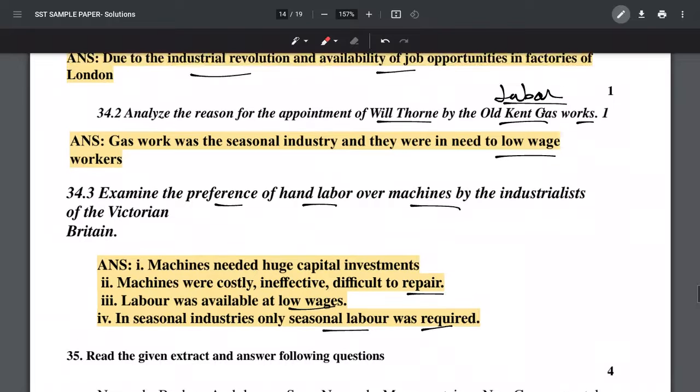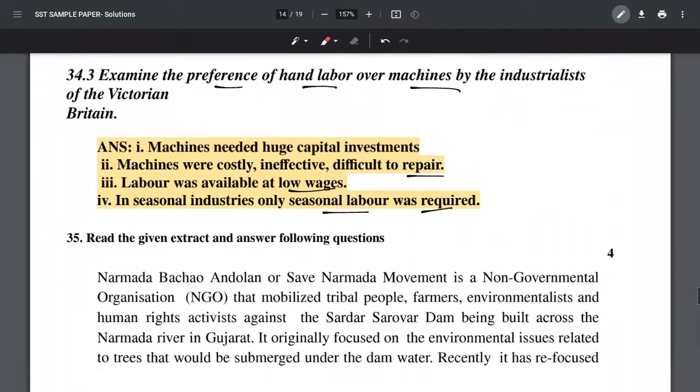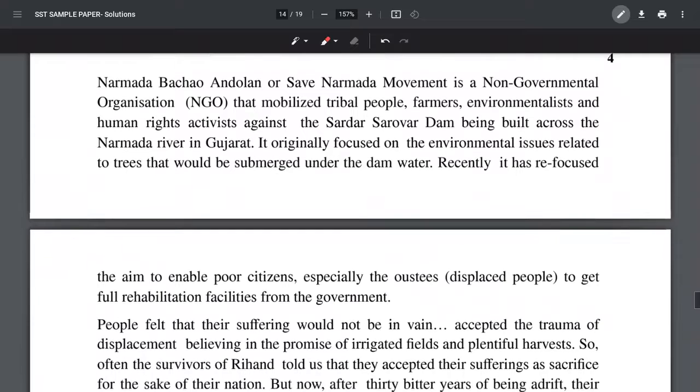Okay, so again, as I said, very short, right? Only three questions were there. Now we are moving towards the next case study. I'll quickly read it. If you want to revise the case study, you can pause the video and read it. Okay, so let me read it fast.